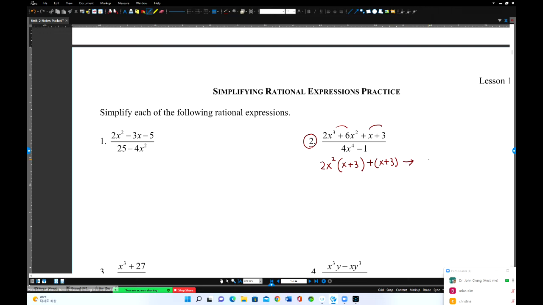Keep continuing with the numerator. So x plus 3 is a common factor, so move it out. Inside the parentheses, now we have 2x squared plus, you still have 1 there, right? So just write down 1. That is the numerator.